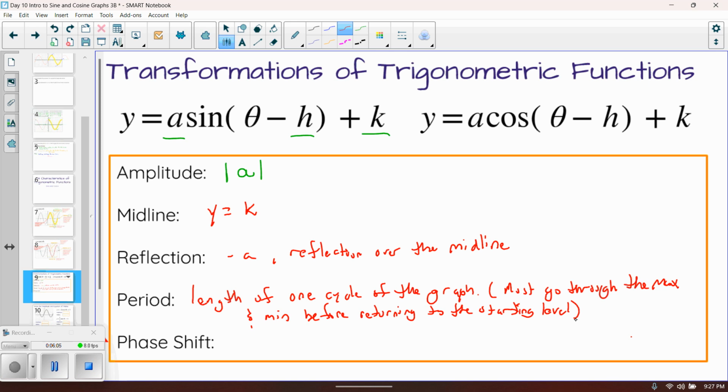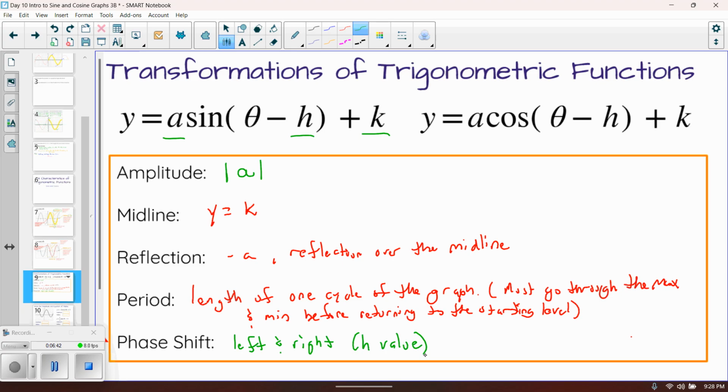And then the phase shift. Okay, that's one we haven't talked about yet. We haven't seen it yet. But the phase shift is the H value. It's a fancy way of saying your left and right shift. So the phase shift is left and right, and it is your H value. And remember that when you shift left and right, most people remember that whatever's in the parentheses is going to go in the opposite direction of the sign. So if it's a minus H, it'll go to the right. If it's a plus H, it'll go to the left. And it'll go to the right or left that many units.